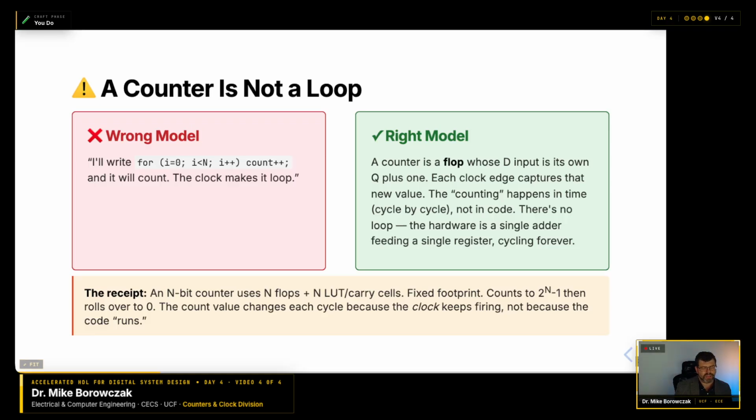Essentially that value of count will keep changing because the clock keeps triggering, right? If that clock stops, so does the counter. It has nothing to do with code running. It is all about the fact that in your hardware, that clock signal keeps coming in, triggering the addition of an additional bit into the next flop.